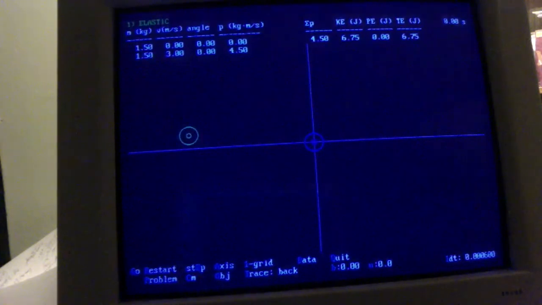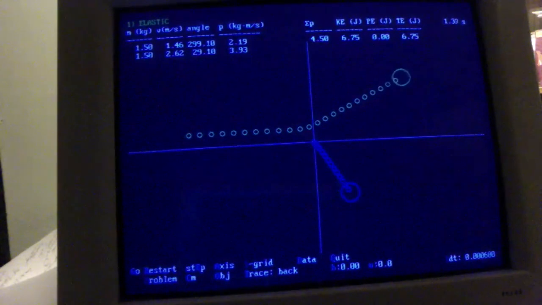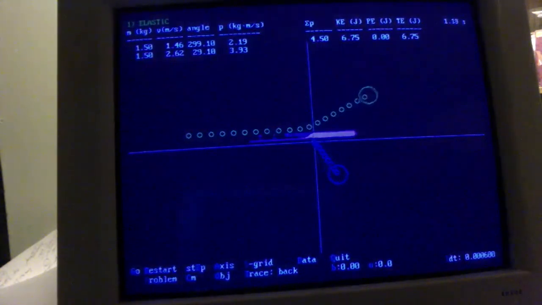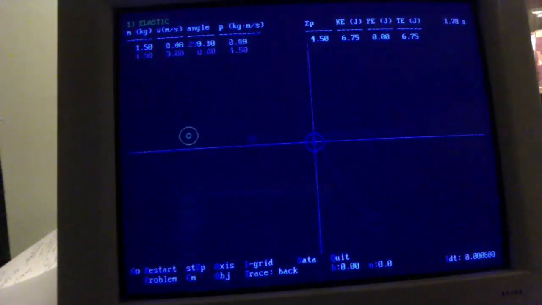Let's trace the motion of these objects. Oh, it's so two-dimensional, isn't it? The total energy stayed the same. Let's take a look at the center of mass. Even in two dimensions, the center of mass motion does not change because there's no external forces. Notice also the total energy stays the same.